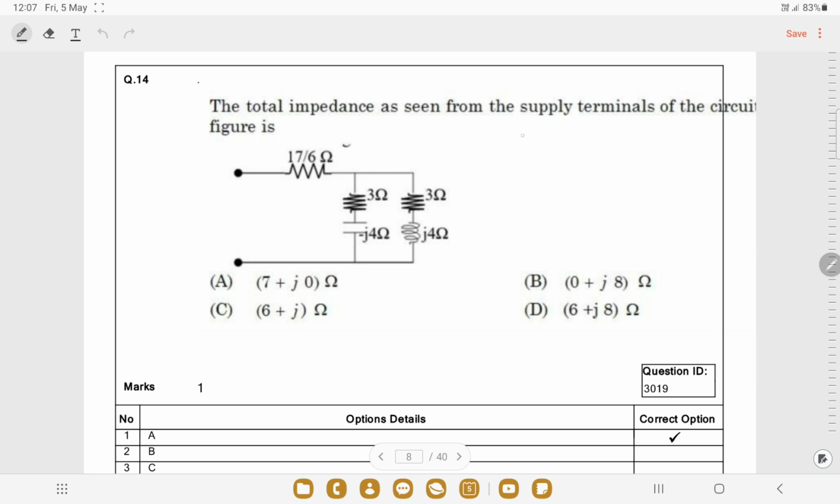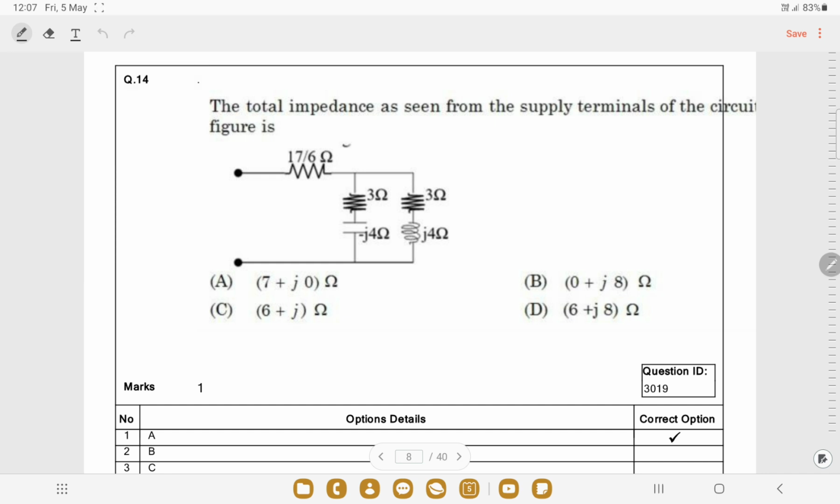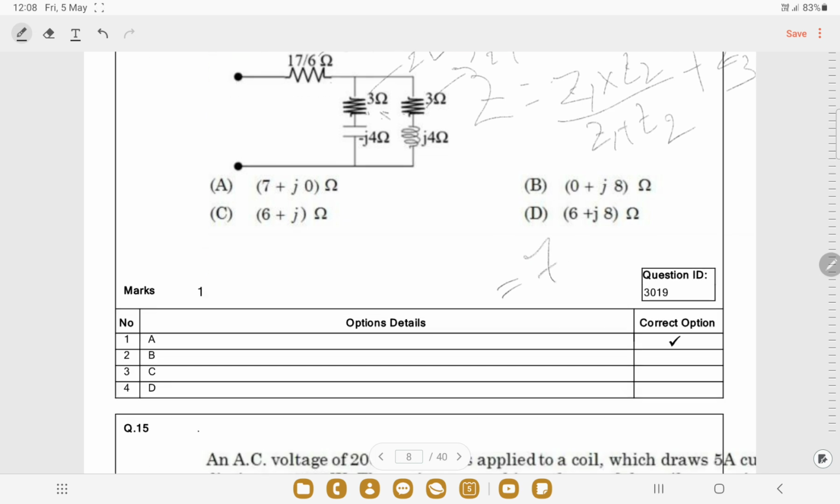The total impedance as seen from the supply terminals of the circuit figure is this. We need to find out the total impedance, that is Z. To find out Z, here Z will be equal to what? It will be the parallel combination of these two branches and it will be in series with this. So suppose this is Z1 and this is Z2. So it will be Z1 into Z2 by Z1 plus Z2 plus, if you take this as Z3, it will be Z3. So when we solve it, we will get 7 plus j0. So option A.